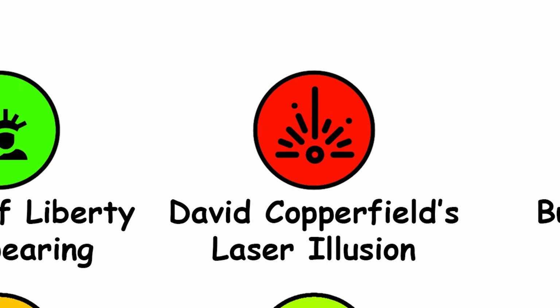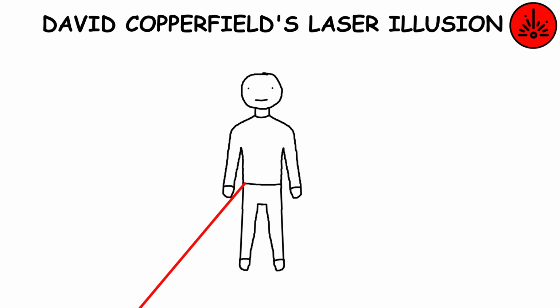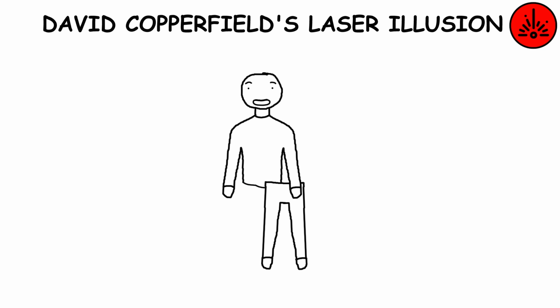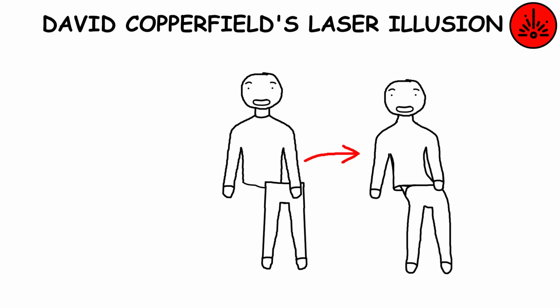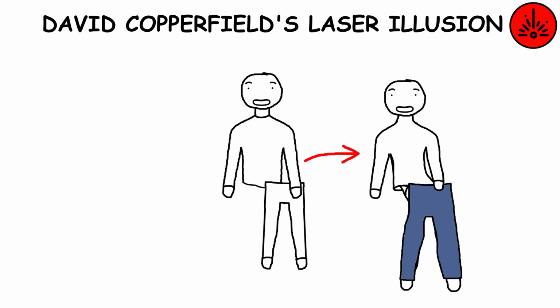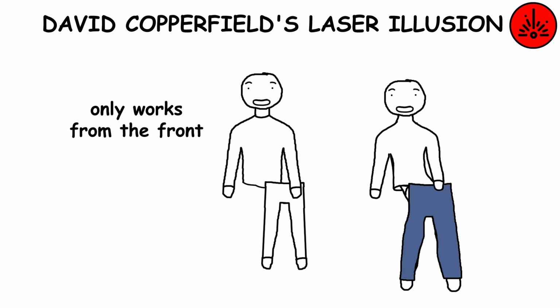David Copperfield's laser illusion. This is a laser illusion where lasers seemingly slice through his body, creating the illusion of his body getting cut in half and him holding his lower half. He achieves this by getting into an awkward stance and holding a pair of fake legs in front of him. The illusion only works from the front, and it is easily noticeable from the sides or back.